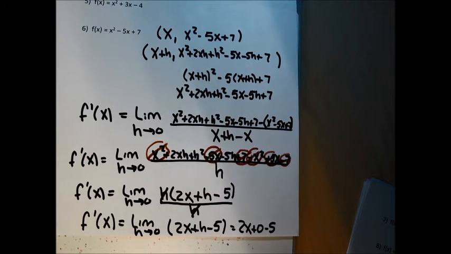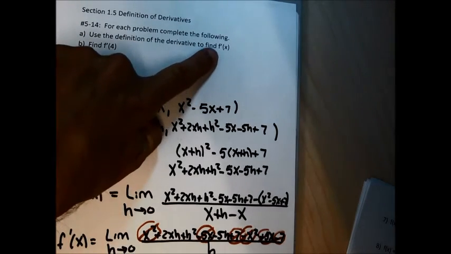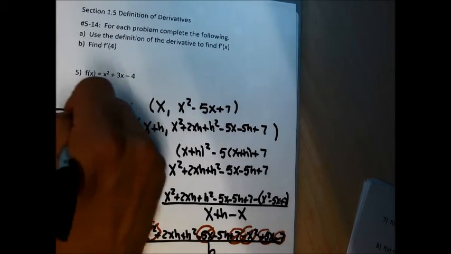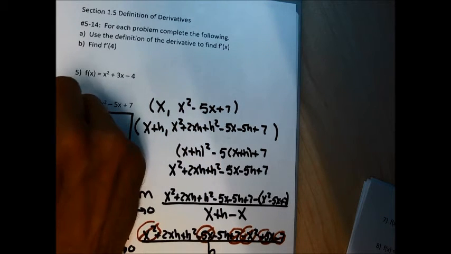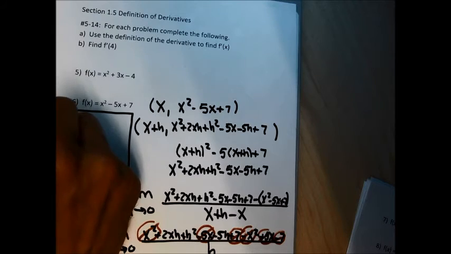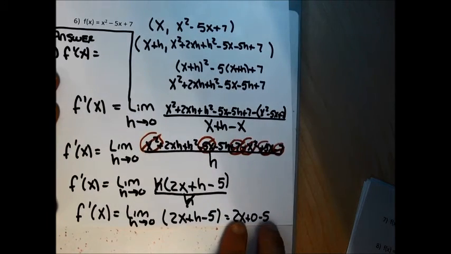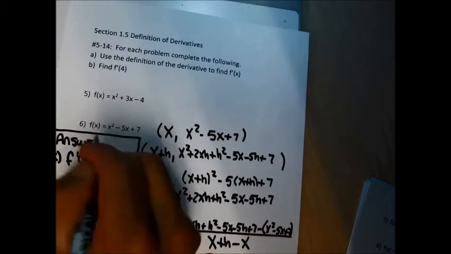So in terms of my work, I'm done with the grungy part of my work. If I look at the instructions, it says use the definition of the derivative to find f prime of x. So in terms of my answer, for part A, I'm going to say f prime of x equals, and it's going to be that without the 0, 2x minus 5.